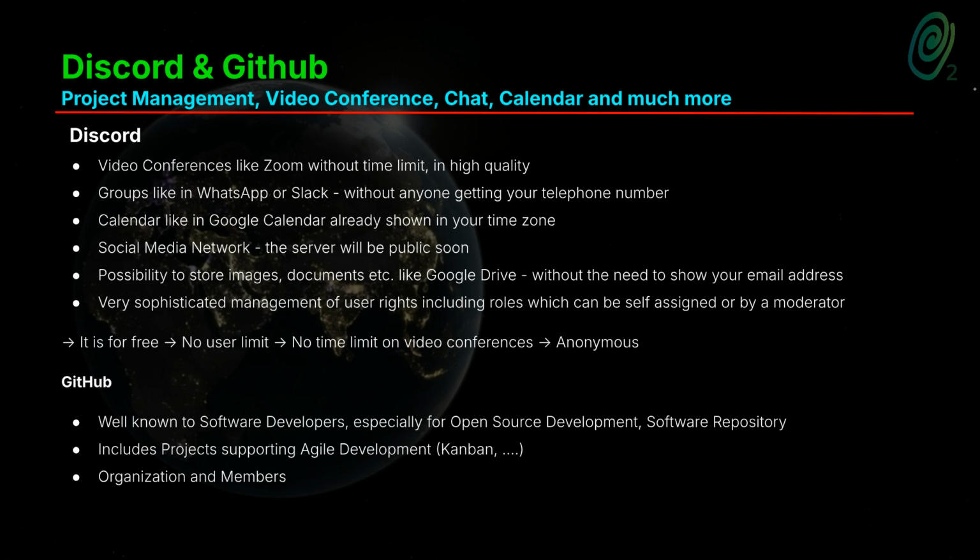GitHub we use as well, and GitHub is well known to software developers. It's used a lot in open source development, and most people use it as a software repository. And of course, we are also doing that for our software projects. But GitHub also includes projects, a project environment supporting agile development. So for example, we have a Kanban feature where we can distribute tasks to the team. And of course, there is also an organization, and we can have team members and so on. And most people already have an account, so that we can easily integrate them into the management of the project.